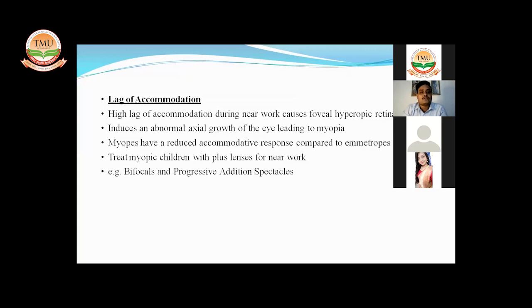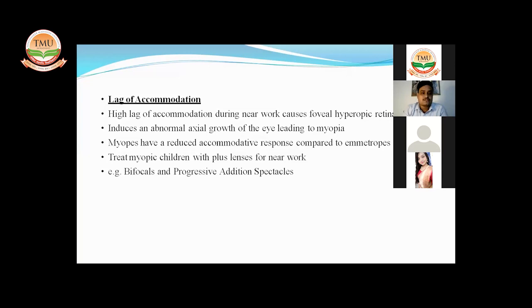So a high lag of accommodation during near work will cause foveal hyperopic retinal blur. Foveal hyperopic retinal blur is correlated with myopia progression here, where the eye is not able to focus the object for that 0.5 diopter of accommodation. The eyeball needs to grow big and its axial length is going to increase in order to focus the image on the foveal plane. So that will cause myopia progression. It induces an abnormal axial growth of the eye, which leads to myopia. And myopes have a reduced accommodative response compared to emmetropes.